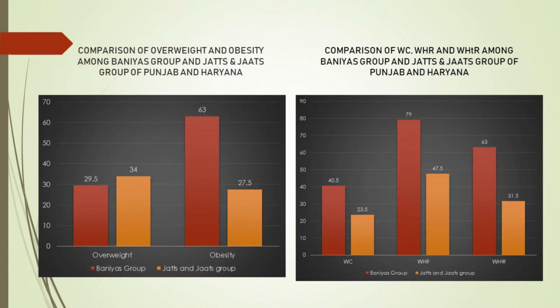Now, delving into the specifics, we're going to compare the risk factors in two different groups. Firstly, we compare the Baniya groups and the landlord groups, which are the Jatts and the Jaats of Punjab and Haryana. Clearly, even though the Jatts and Jaats score higher in the overweight category, the propensity of obesity in the Baniya group is considerably and significantly higher. Across the table, we can see the waist circumference is higher in the Baniya groups, the waist to hip ratio is higher in the Baniya groups, and even the waist to height ratio is higher in the Baniya groups.